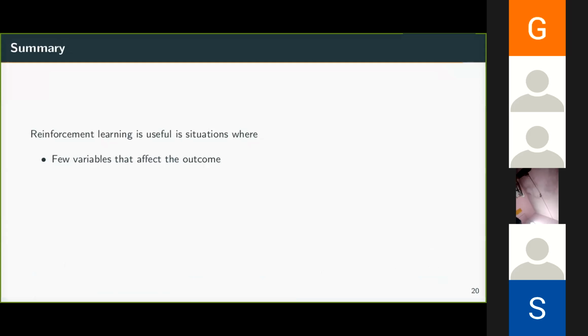Now in summary, what can we say? We saw so many things. We started with a computer game and now we are stuck with the equations and Q-learning table. What is it that I can take as a summary? Basically, reinforcement learning is useful in situations where there are few variables that will affect the outcome. Meaning, if you are playing a computer game, only the two players will affect the outcome. Something else will not affect the outcome.